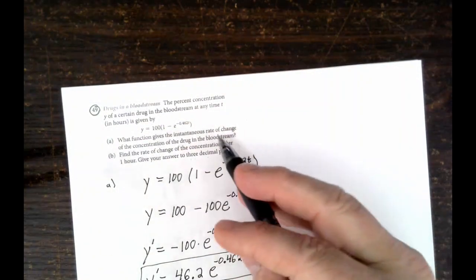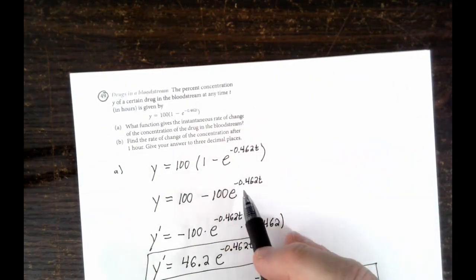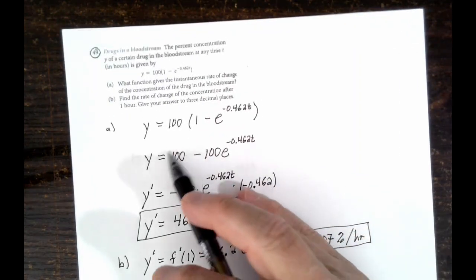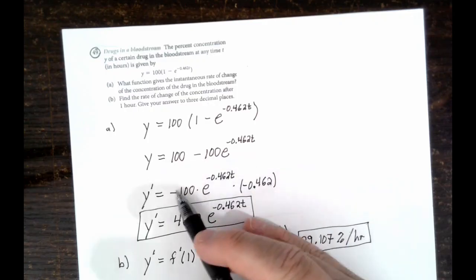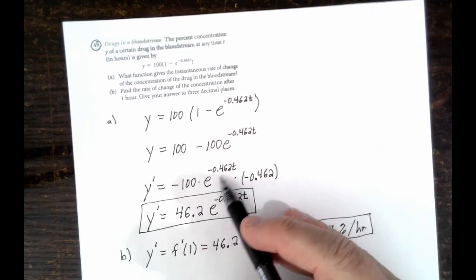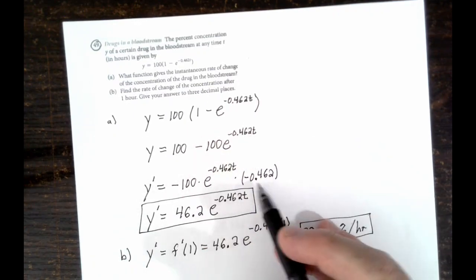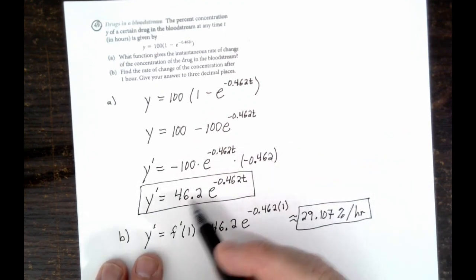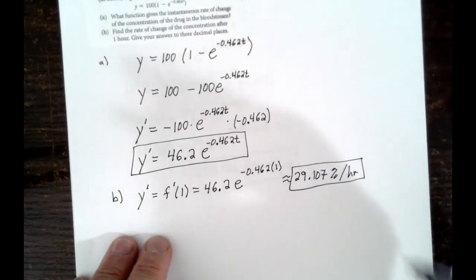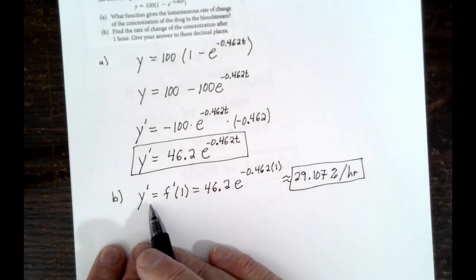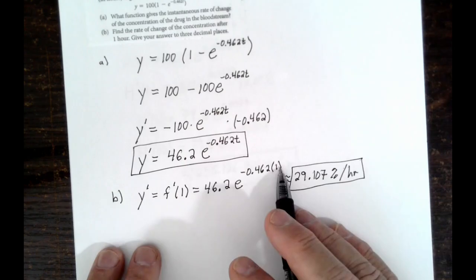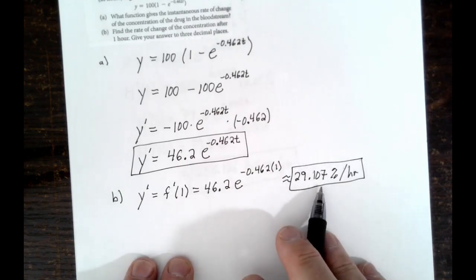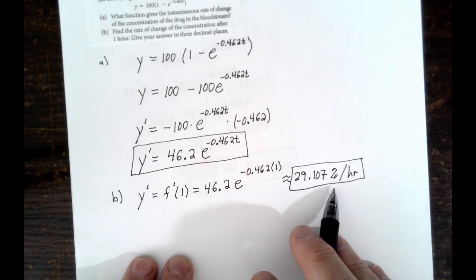49, they give you this function here. I multiplied by 100 first, and then when I took the derivative, this guy goes away, and this guy, you have the minus 100 out front, and you have this guy untouched, or the same guy, times the derivative of the exponent, which is negative 0.462. Now when you multiply that times that, you get 46.2. Alright, so now they ask you what happens after 1 hour. When you plug 1 into the function, you get 29.107% change per hour.